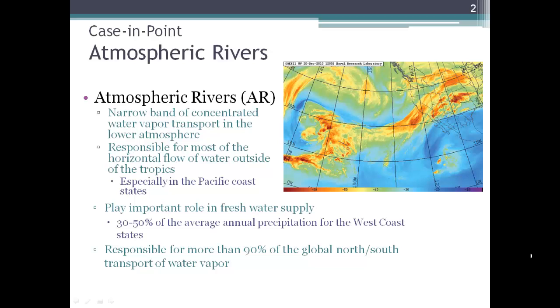These are bands of concentrated water vapor transport in the lower atmosphere. They've been studied extensively off of the U.S. western coast, and it's been found that they play a very important role in providing fresh water to the western U.S. 30 to 50% of the average annual precipitation for the West Coast comes from these atmospheric rivers. So this is a river in the atmosphere, not in the ocean, of water vapor that's transported.